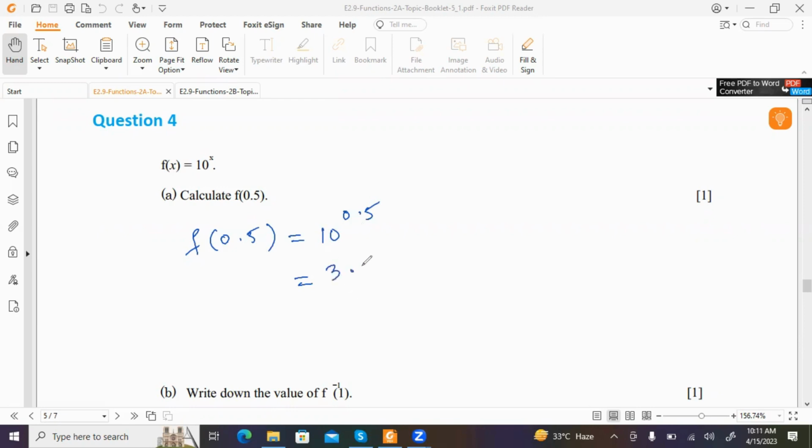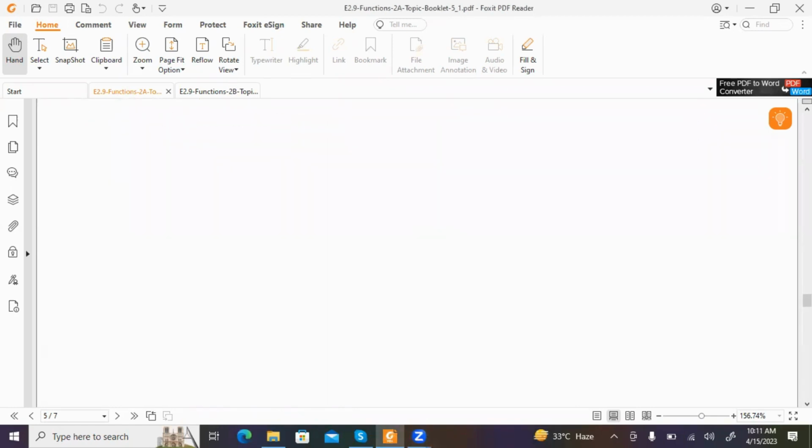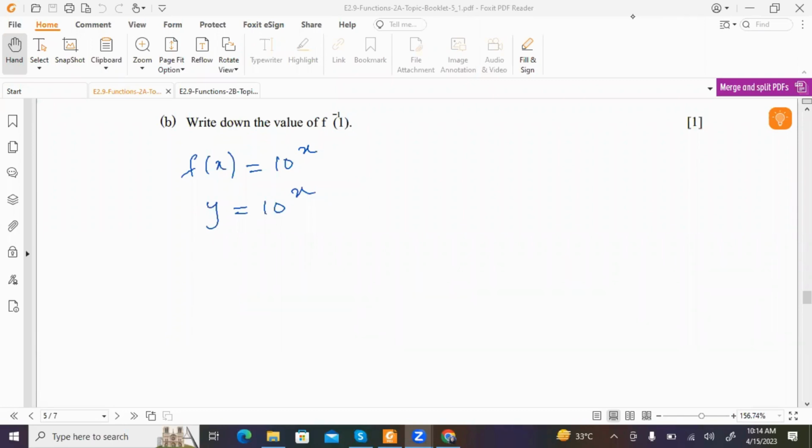Then it says write down the value of f inverse of 1. So we're going to first find the inverse. So y replaces f of x. Now over here, when we have exponents, in order for us to switch their places, we're going to change their base. So right now x would equal log of y to the base of 10. For this, you need to be familiar with the rules of logarithm where you're changing the base.